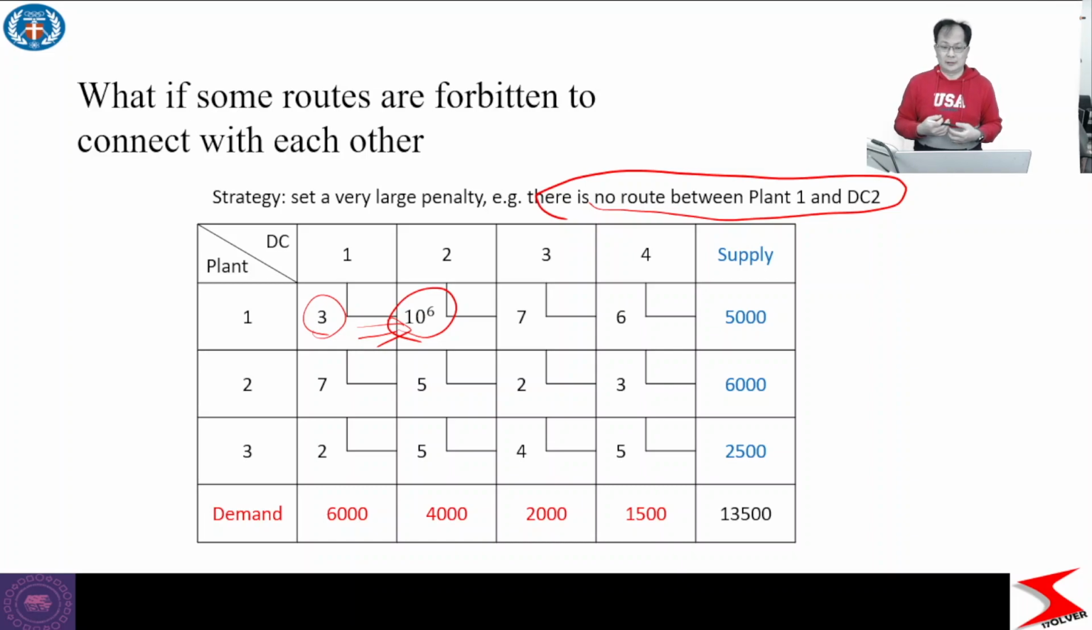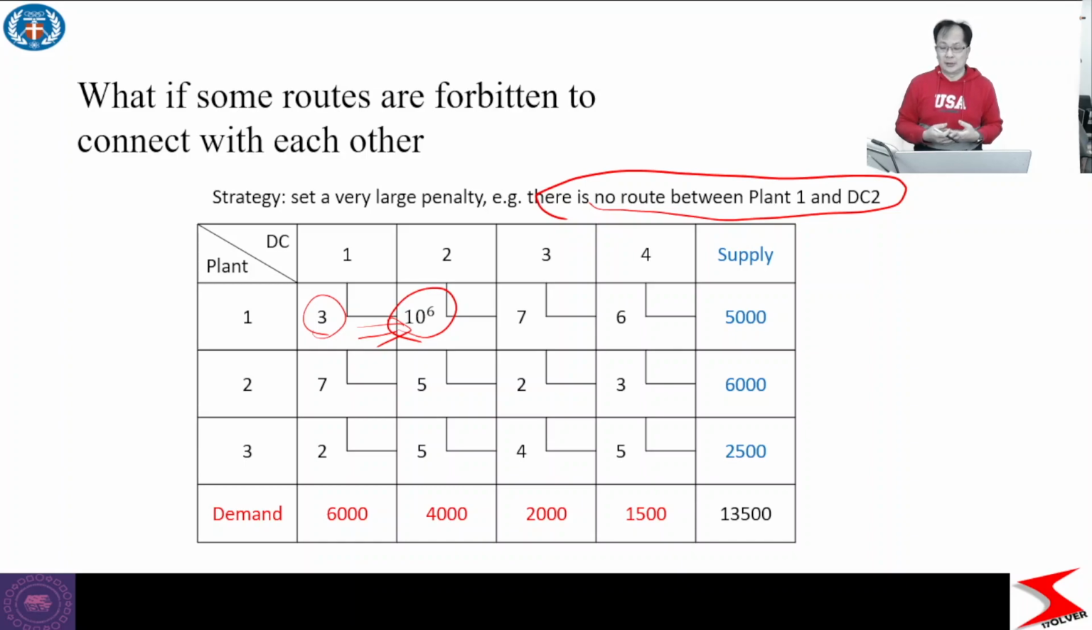If you choose this cell, this route, then you will get a very large penalty, and because we want to minimize the cost, this route will not be chosen. Okay, this is the first way to do that.